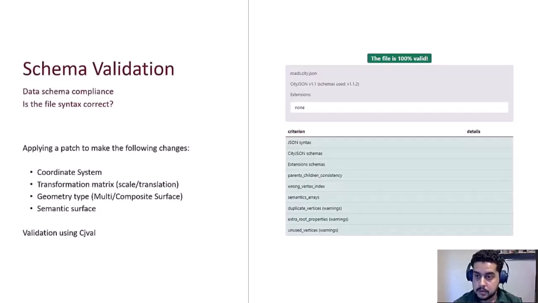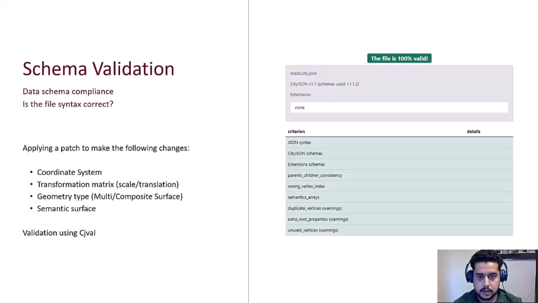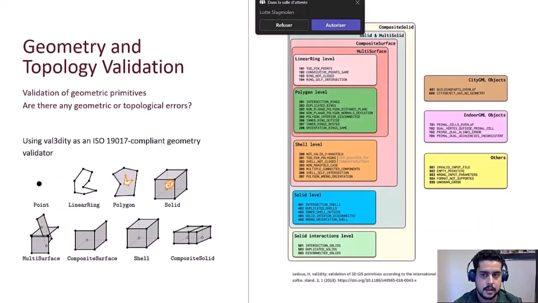The next step in the process is the validation, and we start with the schema validation. Data schema compliance: is the file syntax correct? And here we are using a cjval tool to ensure that the CityJSON is correct. The CityJSON schemas are respected, and if it's not the case, we need to apply a patch to make some changes to the syntax.